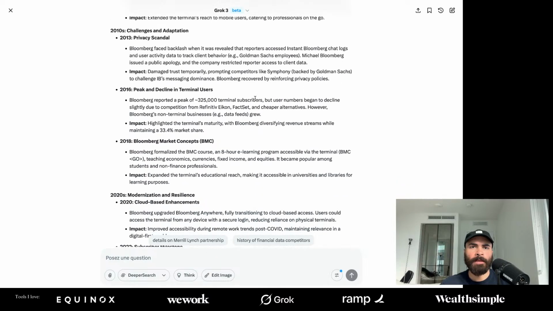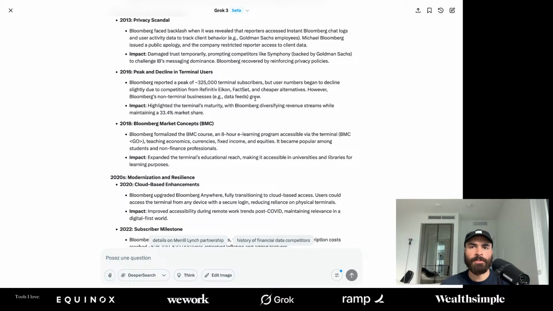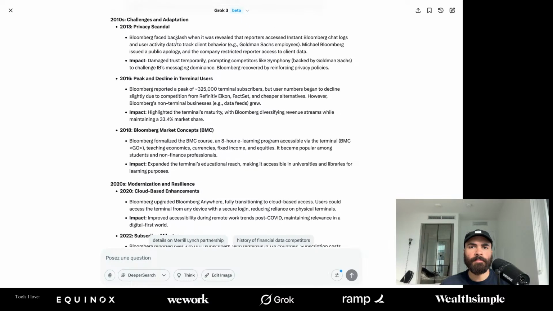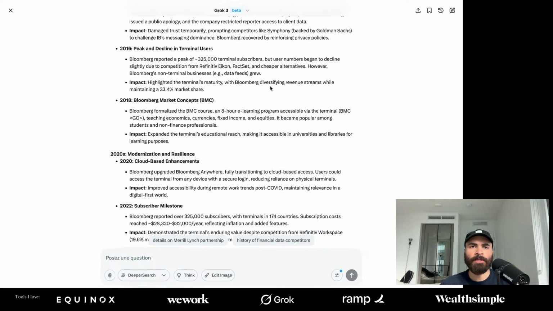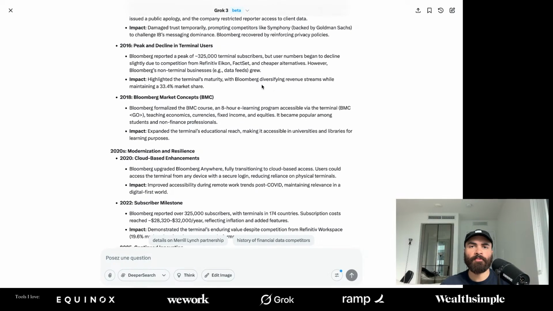2009. Challenges and adaptation. So this was the privacy scandal. User activity data to track client behavior. Issued a public apology and the company restricted reporter access to client data. Damaged trust temporarily, prompting competitors like Symphony to challenge the messaging's dominance, recovered by reinforcing privacy policies.